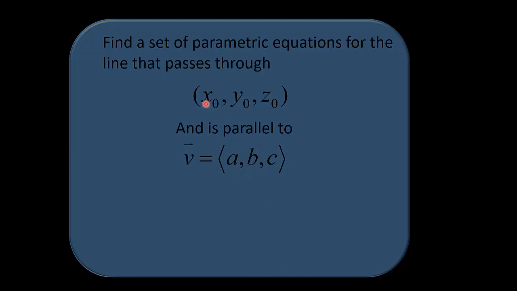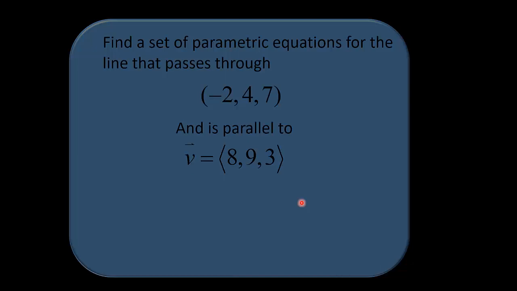So if you've got a point, x naught, y naught, and z naught, and it is parallel to a vector ABC, the x coordinate's going to be the same, just like we did earlier. The y coordinate's the same, but now you've got the z. So there it goes. This is the set of parametric equations for a line in space.